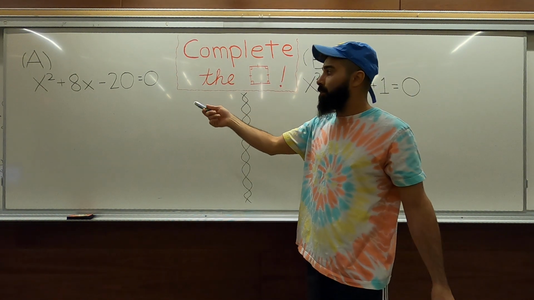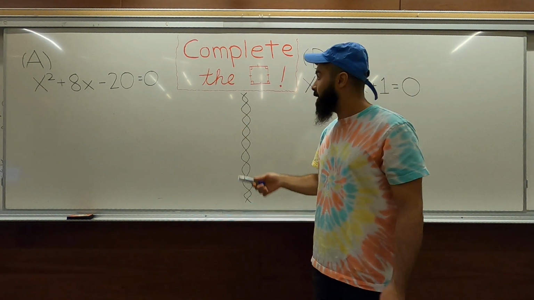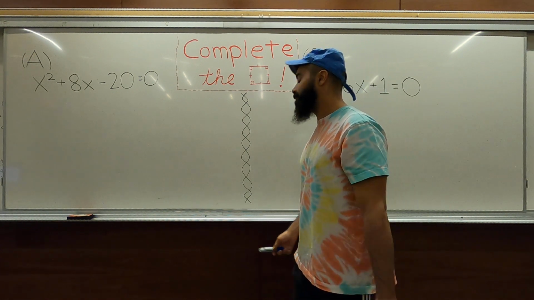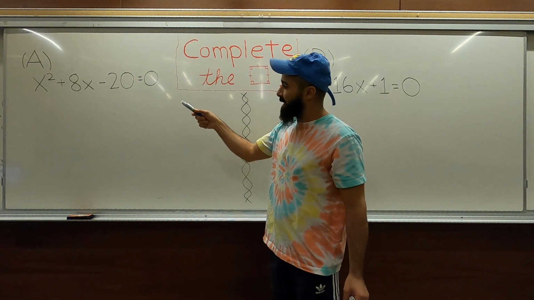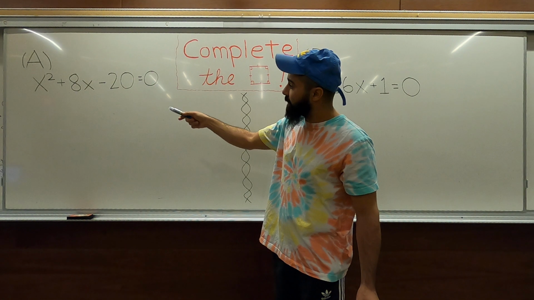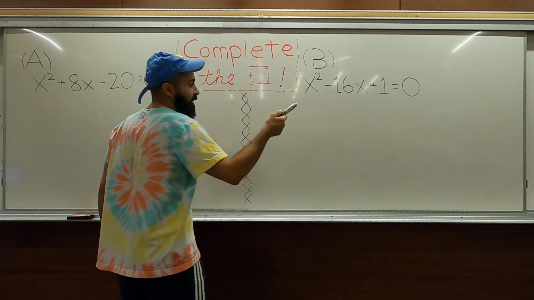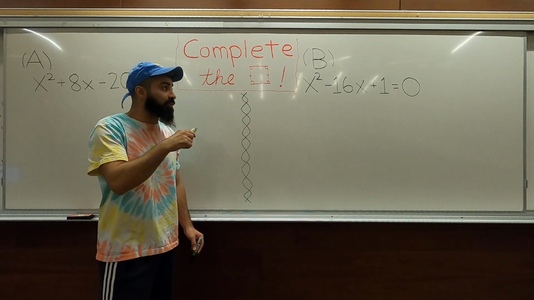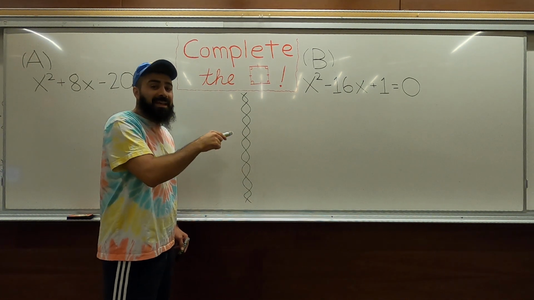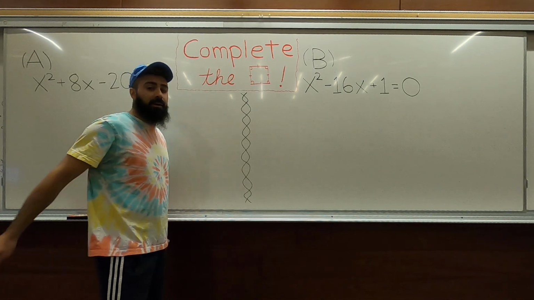You can't factor them, and you could use the quadratic formula, but we're going to learn how to complete the square today. We have example A, x squared plus 8x minus 20 equals 0, and example B over here as well, x squared minus 16x plus 1 equals 0. We're going to solve for x in both of these using completing the square.